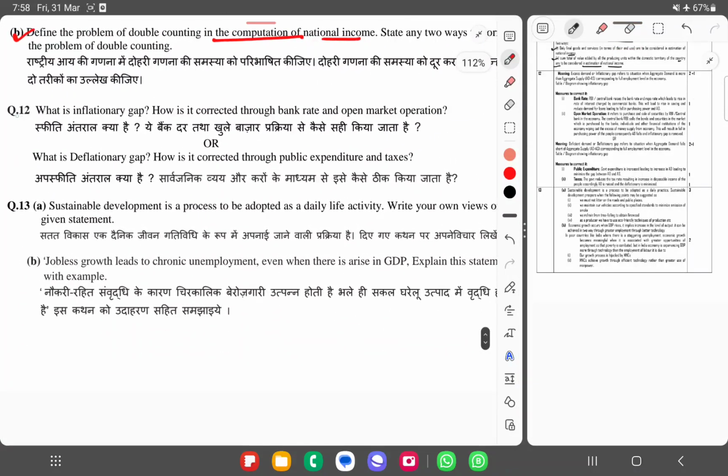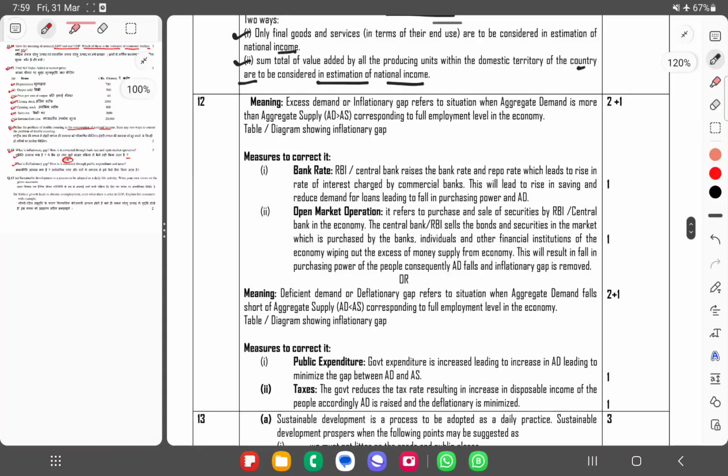What is inflationary gap? How is it corrected through the bank rate and open market operations? And what is deflationary gap? How is it corrected through public expenditure and taxes? Yes, now we have to see the answer to number 12.